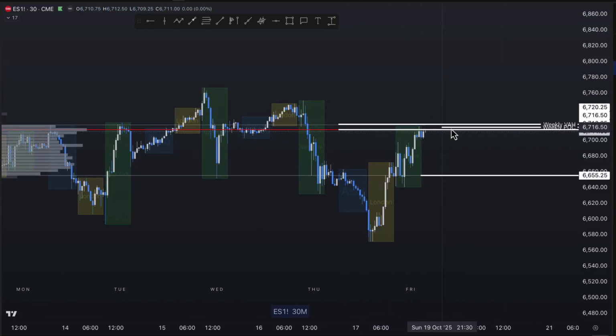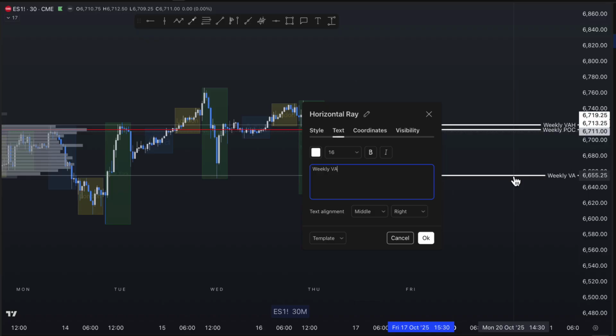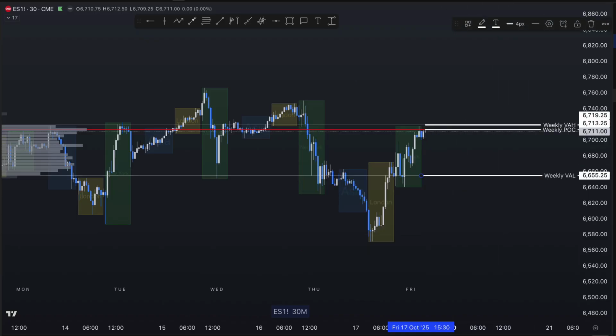Let's go ahead and move these over to somewhere in here. Accidentally deleted, marked two of them. Let's move this over here. And there we go. Weekly value area low. Okay. So we're going to take these three levels here. I'm going to put these in my single prints and VPOC folders. And I think that works well.